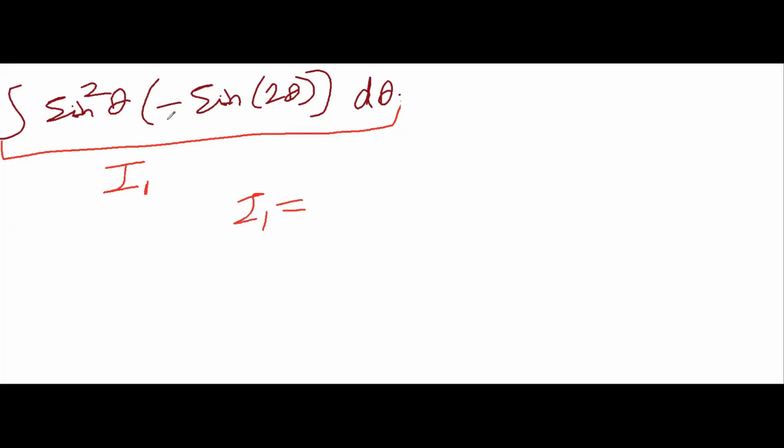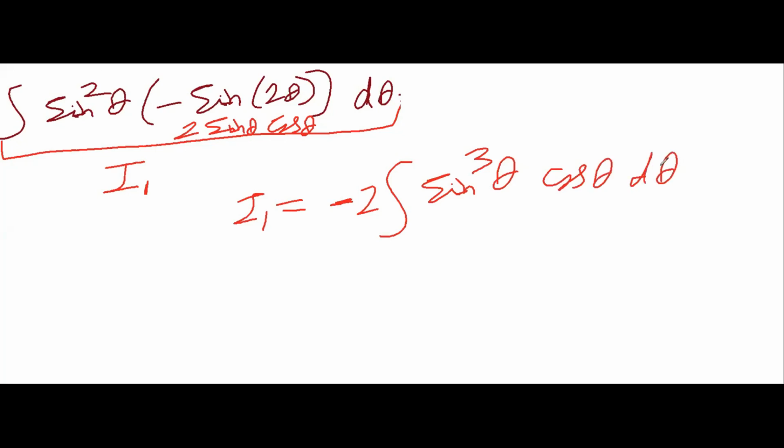My I1 is equal to, this is minus sign I have taken out. Okay, this sine of 2 theta I can write as 2 sine theta cos theta. So this 2 is a constant, this also I am taking out. Integration of sine square theta into sine theta is sine cube theta. This cos theta will come here and then d theta. So this I need to integrate.